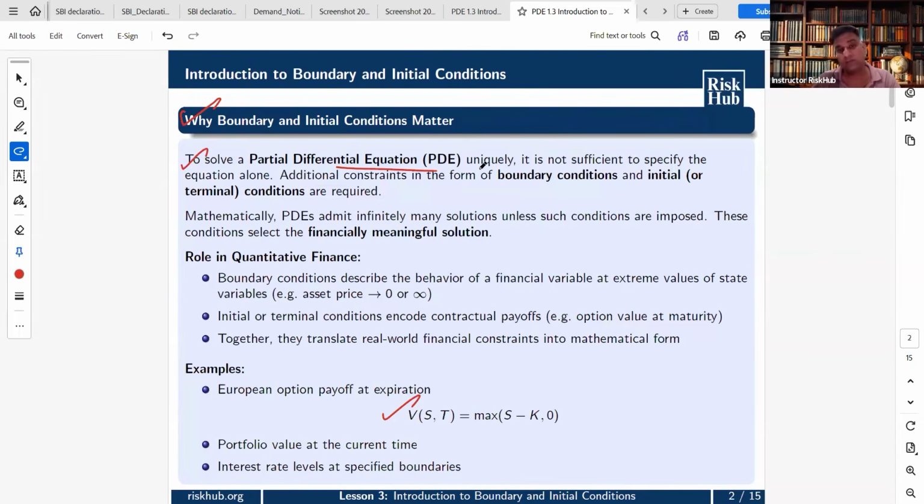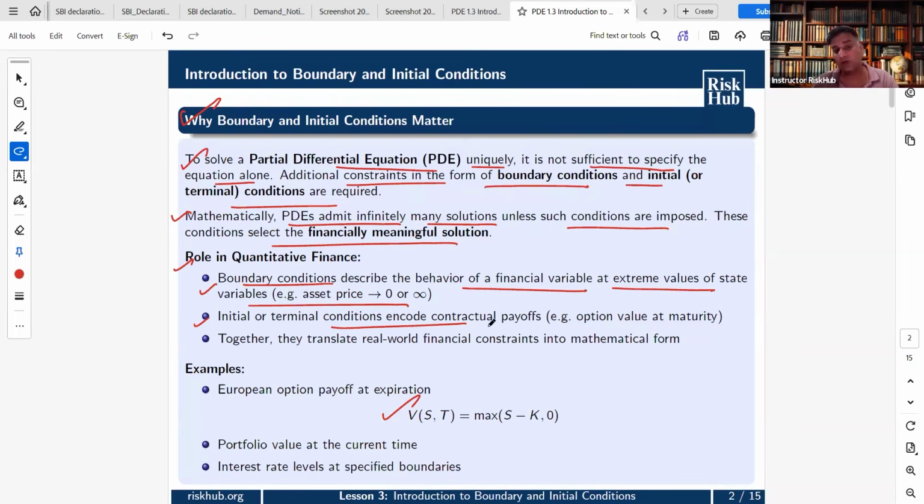To solve a partial differential equation uniquely, it is not sufficient to specify the equation alone. Additional constraints in the form of boundary conditions and initial or terminal conditions are required. Mathematically, PDEs admit infinitely many solutions unless such conditions are imposed. These conditions select the financially meaningful solution. Role in quantitative finance: boundary conditions describe the behavior of financial variables at extreme values of state variables, and initial or terminal conditions impose contractual payoffs, option value at maturity. Together, they translate real-world financial constraints into mathematical form. And as I told you, examples are European option payoff at expiry, portfolio value at the current time, interest rate level specified at boundaries. Very, very important.